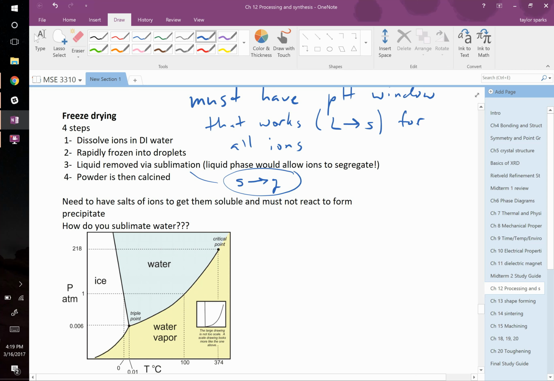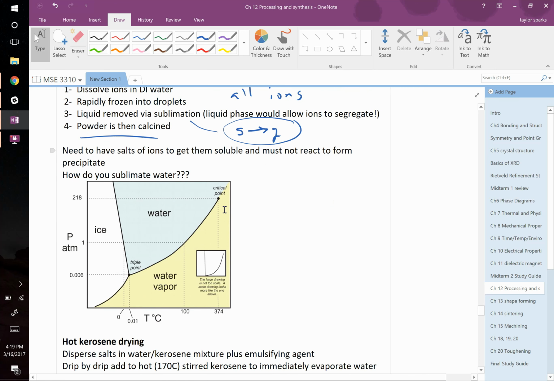If it never becomes a liquid, then you shouldn't have a liquid region where ions tend to segregate or where you get agglomeration as the liquid sort of pulls in during the drying process. And then once you've done this and got it to a solid via sublimation, you then calcine, right? So you have to have ions that will go into solution first, and then you have to sublimate it.